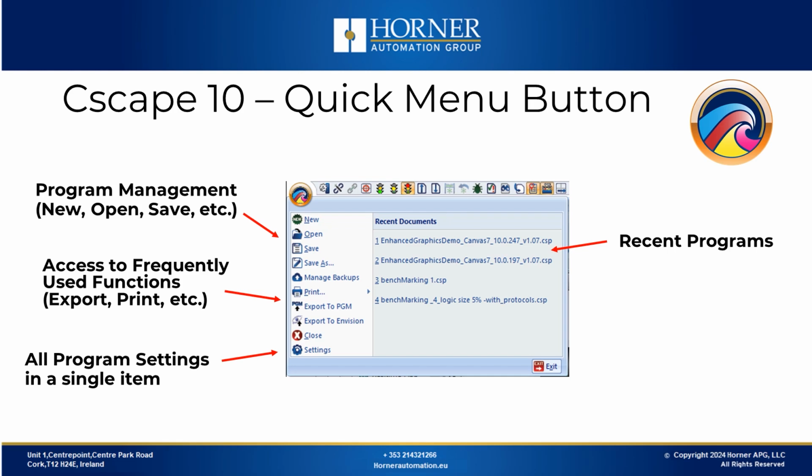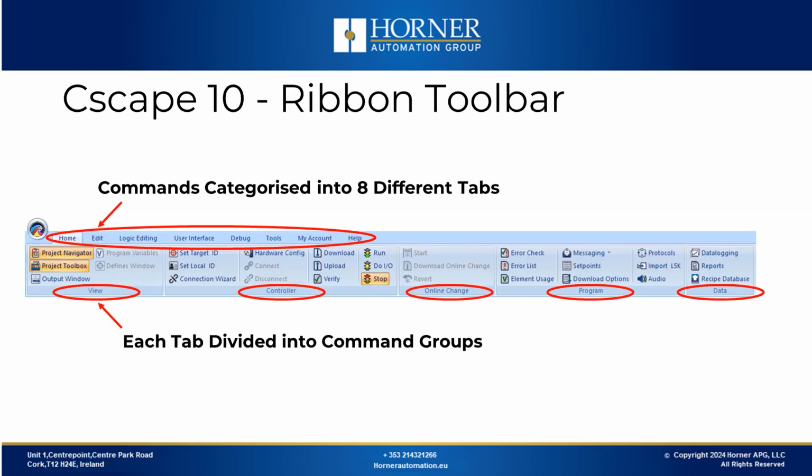Menu button. One of the biggest changes to the user interface in Cscape 10 is the ribbon toolbar. The ribbon toolbar replaces the pull-down menus used in Cscape 9 and earlier versions. So all the commands previously accessed from pull-down menus are now sorted into 8 different tabs, such as the Home tab, the Edit tab, and the Logic Editing tab.